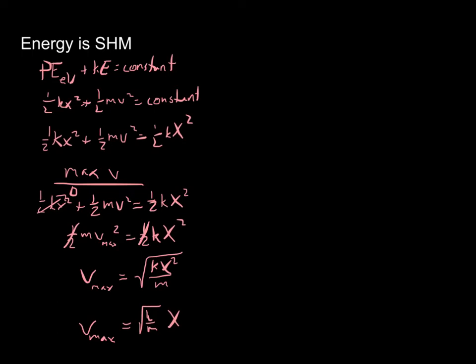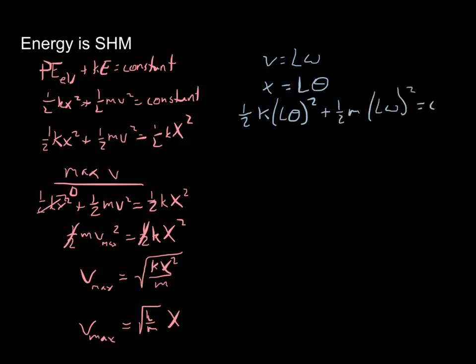We can also do the same sort of thing for a pendulum, adjusting a couple of things, and say that v is actually the length times its angular velocity, and the distance from equilibrium is L times theta, right? Radius times theta, or radius times angular velocity. Substitute those into this expression so that we have 1/2 k times L theta squared plus 1/2 m times L omega squared equals some constant value.